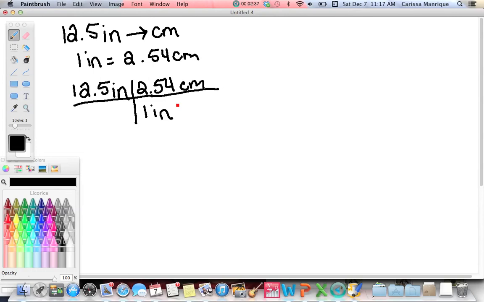Okay, so then I have inches cancel out, cancel, cancel, so it's just 12.5 times 2.54, which equals 31.75 centimeters. Okay, now let's try another one. This other one is a little bit harder than what it seems.